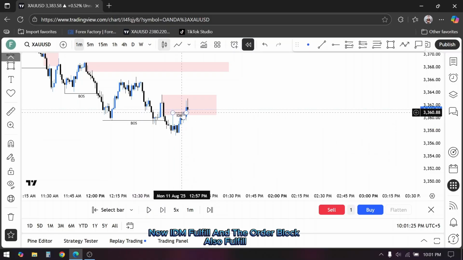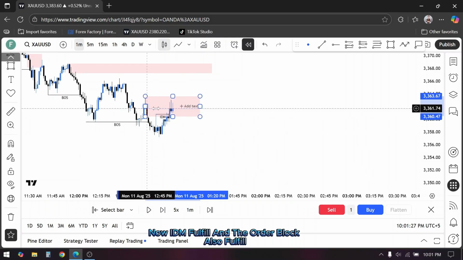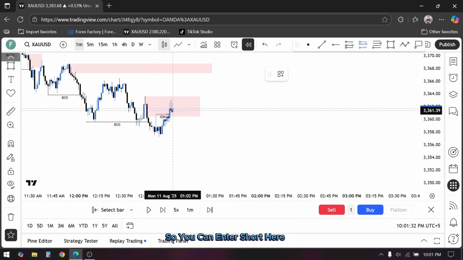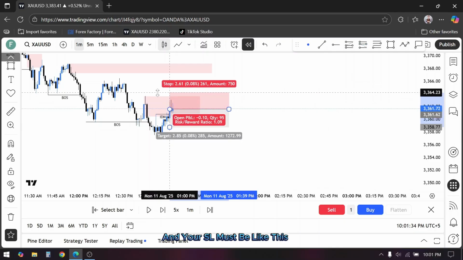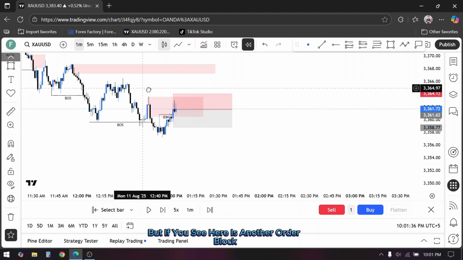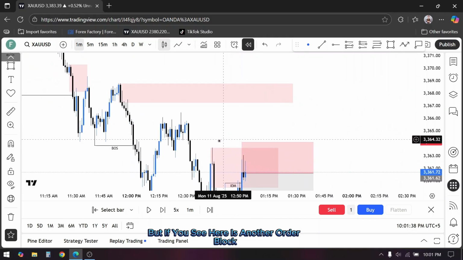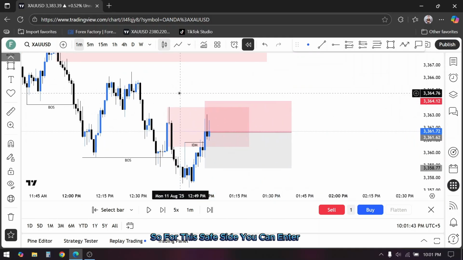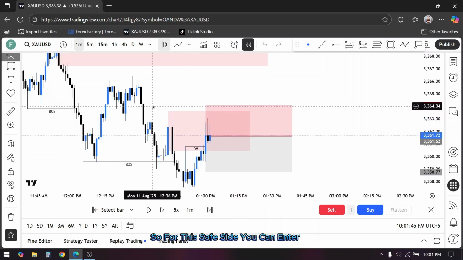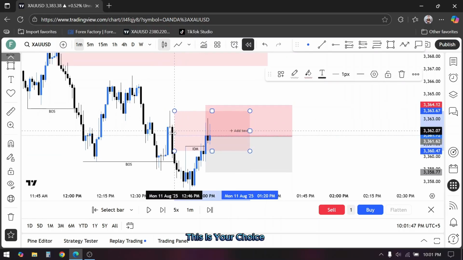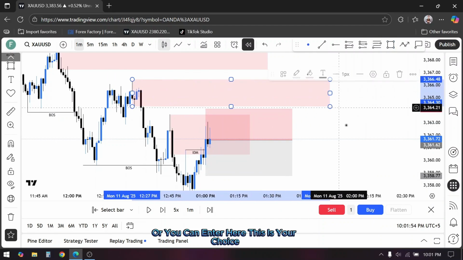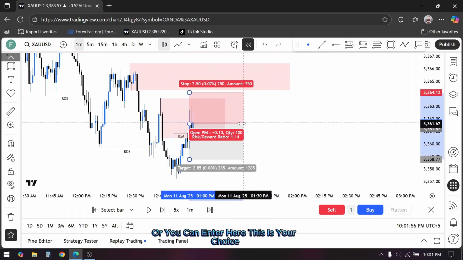Now inducement fulfill and the order block also fulfill, so you can enter short here and your SL must be like this. But if you see, here is another order block. So for this safe side, you can enter, this is your choice, you can enter here, or you can mark like this, or you can enter here. This is your choice.